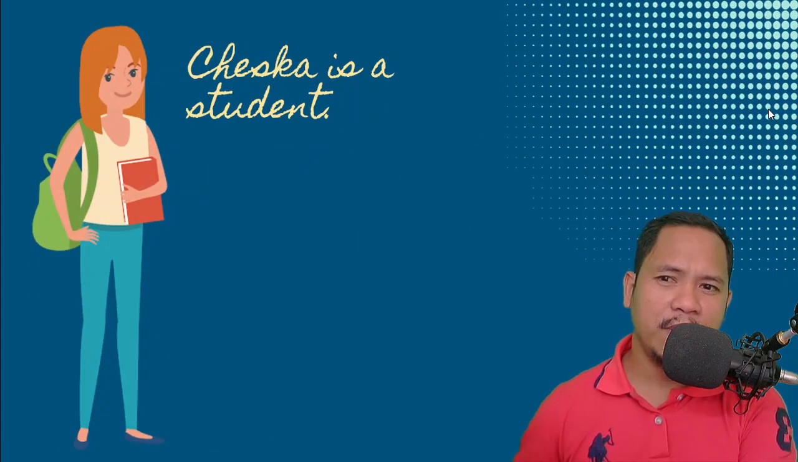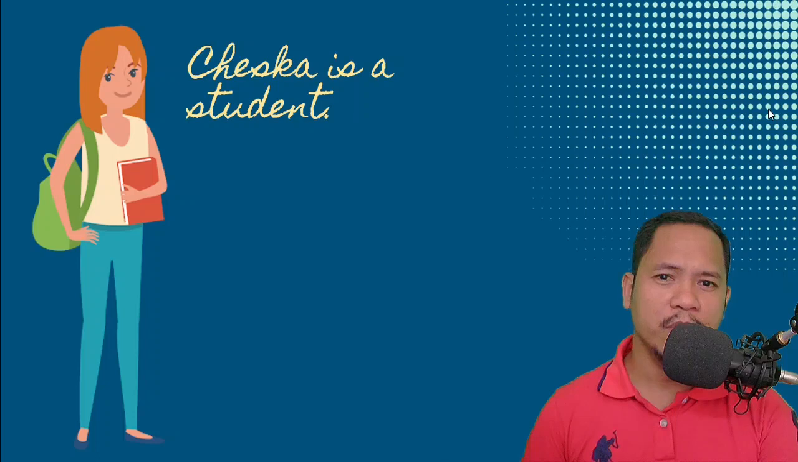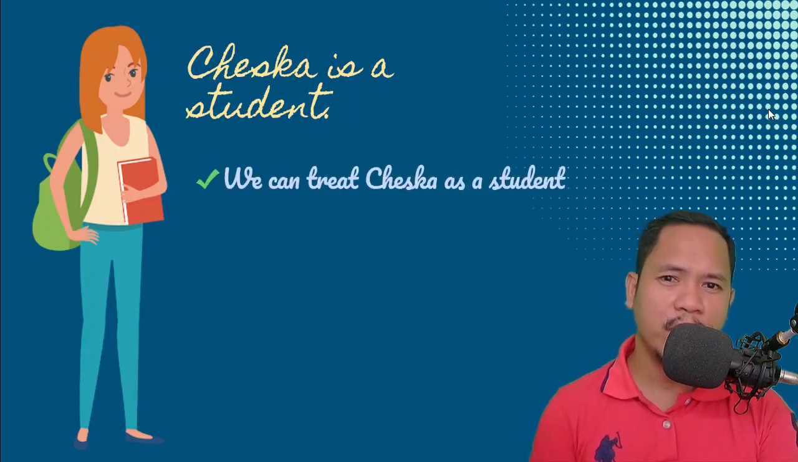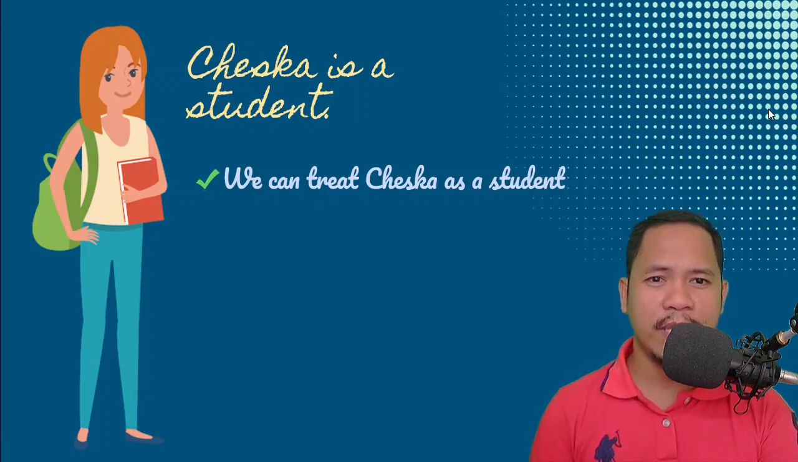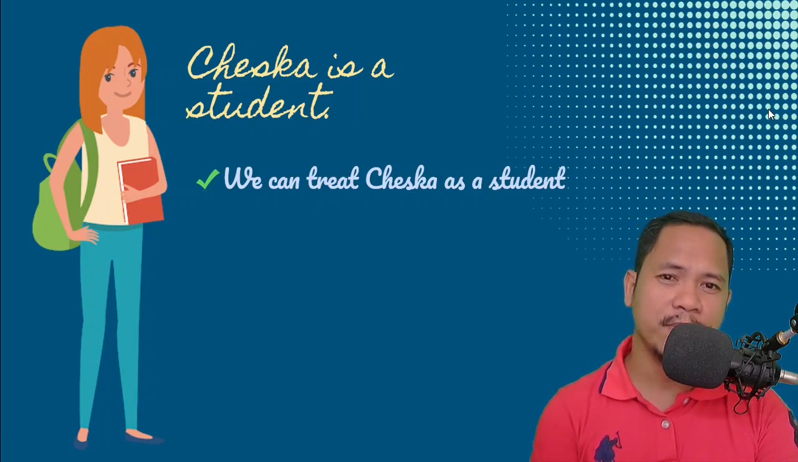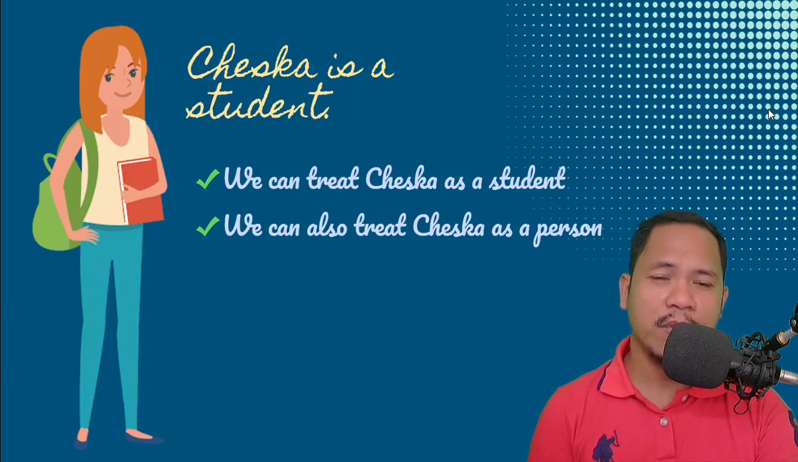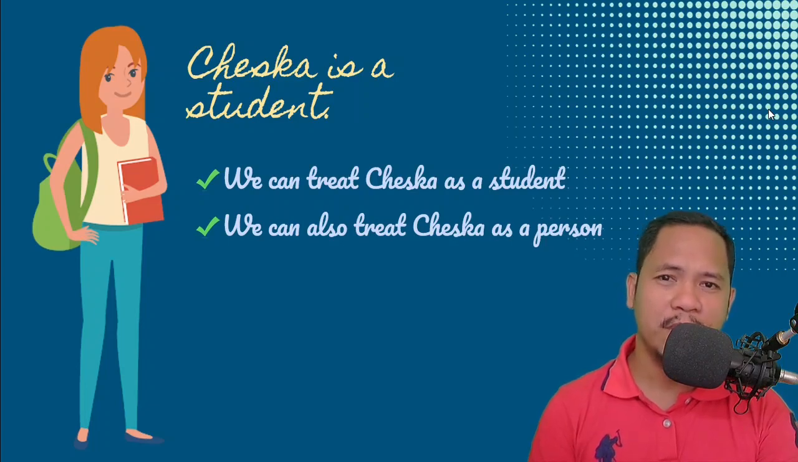Let's take a look at this analogy. Chaska is a student. Naturally, other people should treat or relate to her as a student. But what if one does not know that Chaska is indeed a student? How would that person relate to or treat her? Well, we can also treat Chaska as a person. This is an example scenario that explains the concept of polymorphism.